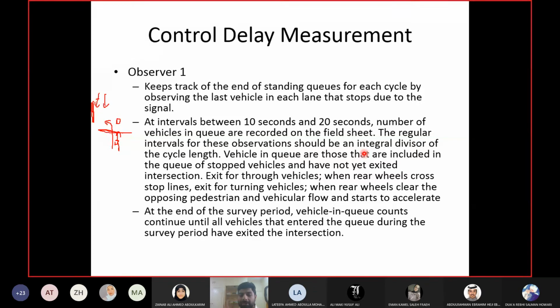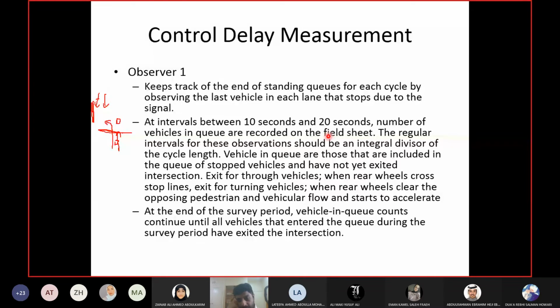Yes, 12 can be taken as an interval because 12 is again an integral divisor of 60. So you first find the cycle length, and then you select a number between 10 and 20 which is an integral divisor. So 13 and 14 cannot be selected for a cycle length of 60 seconds. 15 can be selected because 60 upon 15 will give you 4, again an integer. This is how you select the interval.